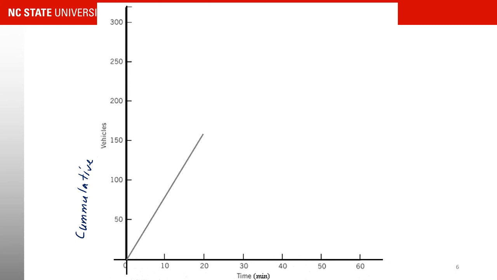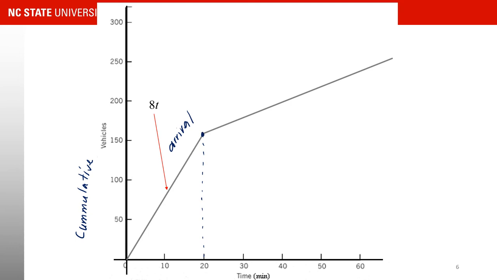So between time 0 and 20, my arrival rate was 8. And I'm drawing a line of 8t here. Okay, so this is my arrival between t equal to 0 and 20. And then my arrival changed to 2t.